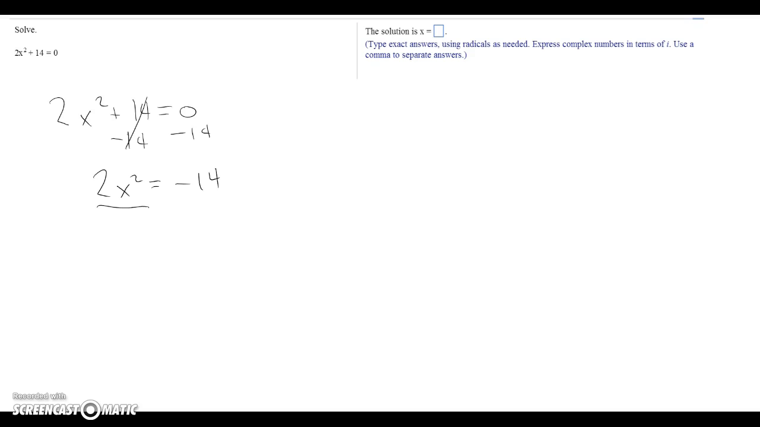This is just like when we're trying to solve using the square root method, or anytime we want to get x by itself. So we're going to divide both sides by 2 now, and we end up with x squared is equal to negative 14 divided by 2, which is negative 7.